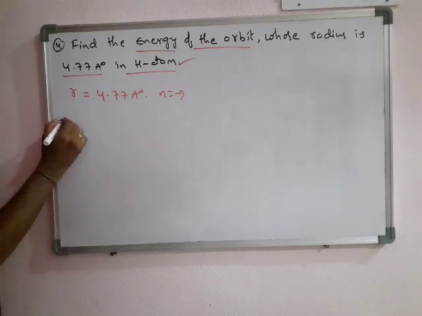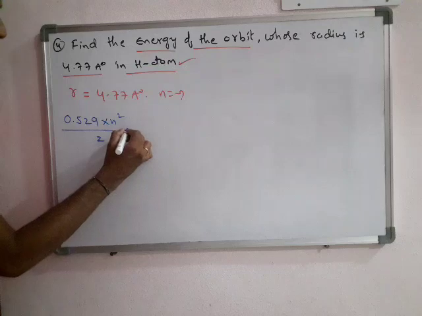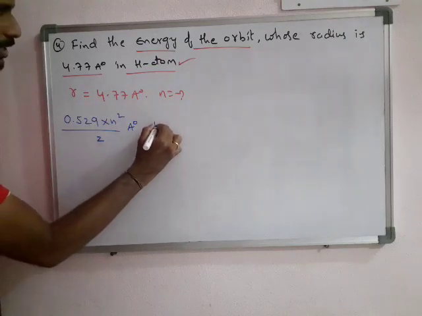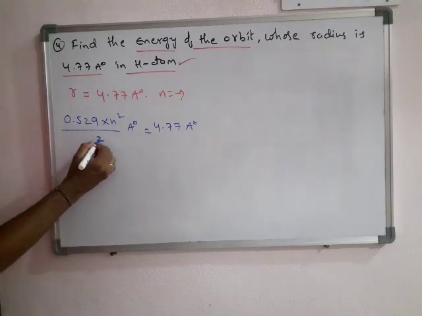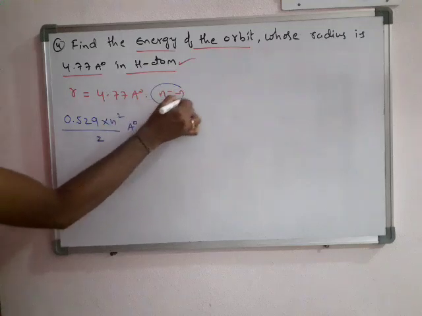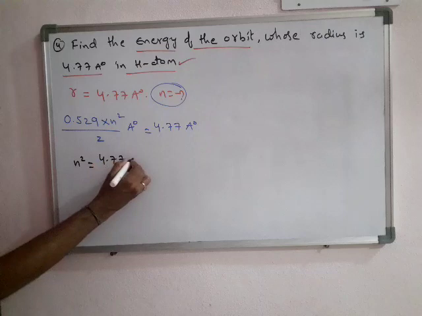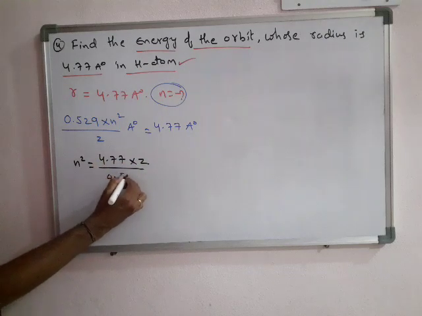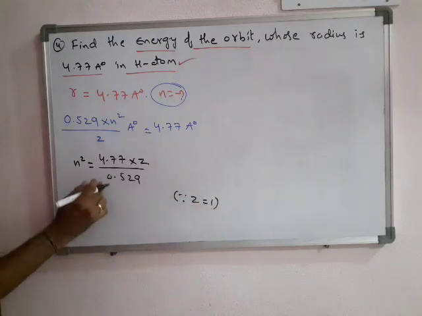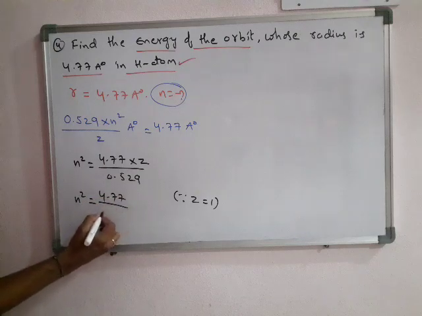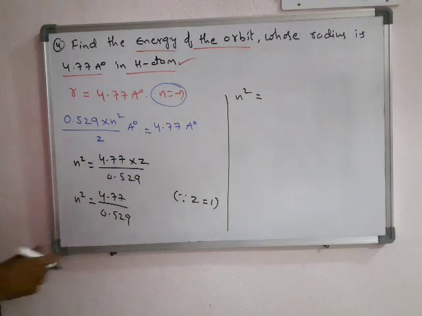Already we know the equation for radius. According to Bohr's equation, radius equals 0.529 into n square by Z in angstroms. For this calculation, the given value is 4.77 angstroms. Both are in the same units, no need to change. This is for hydrogen atom, Z is equal to 1. We need to calculate the n value. Okay. So n square equals 4.77 into Z by 0.529, and Z is 1 for the hydrogen atom. So in this calculation we get 4.77 by 0.529, and approximately we will get 9.